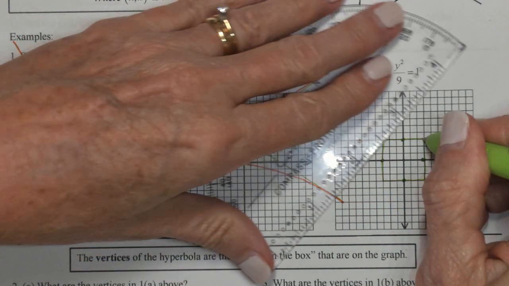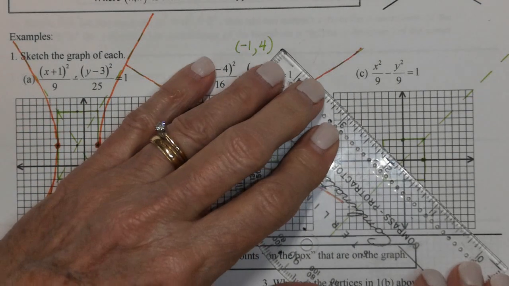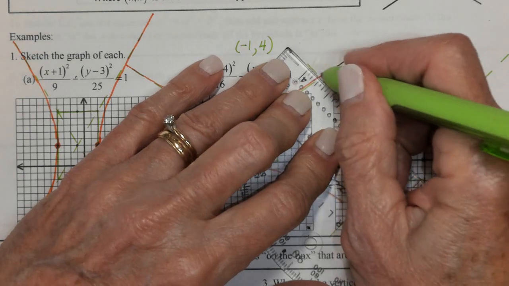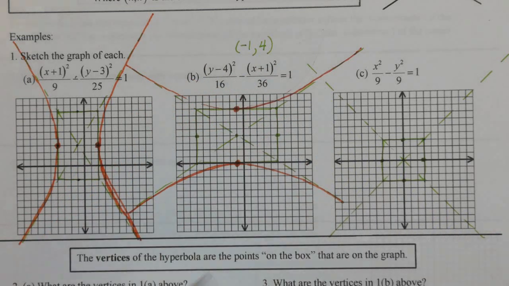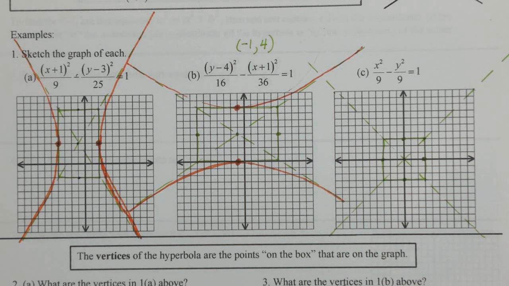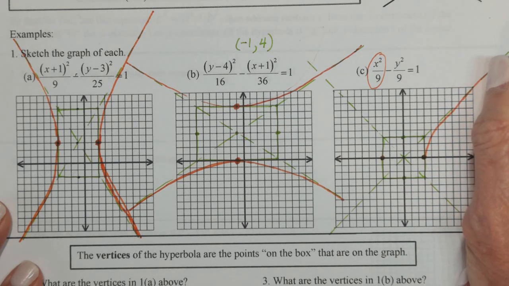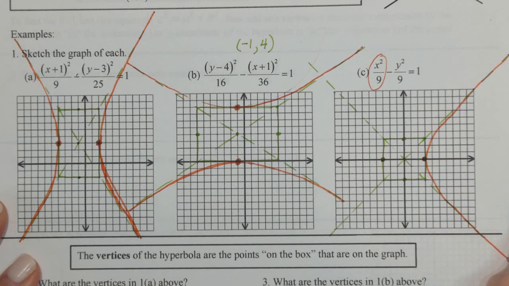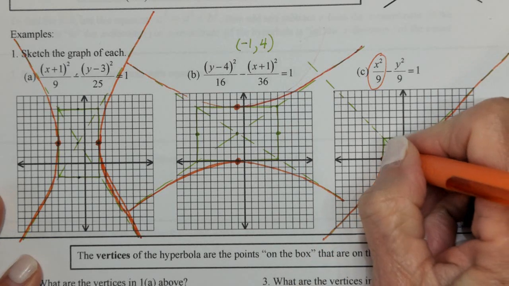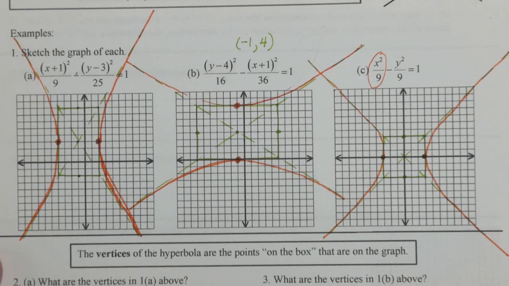And then I use my box to form my asymptotes. If you did this right, your asymptotes should be going through all four corners of this grid. Okay? All right, now we're going to sketch the actual curve. The x's are positive, so I use the x vertices. These are called the vertices. And I draw the curve. Okay? Just like that. They're very pretty things.